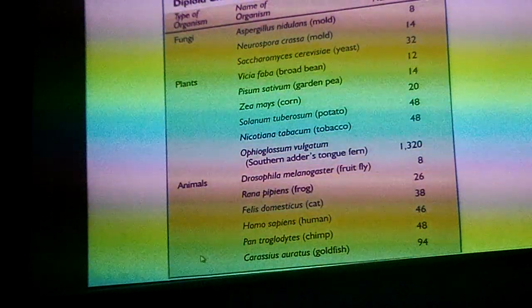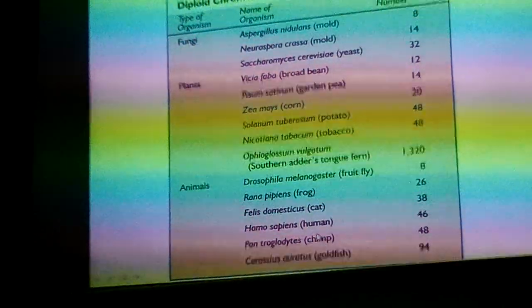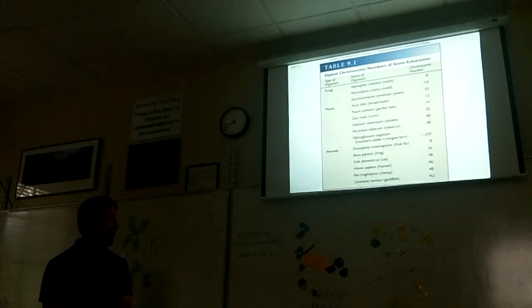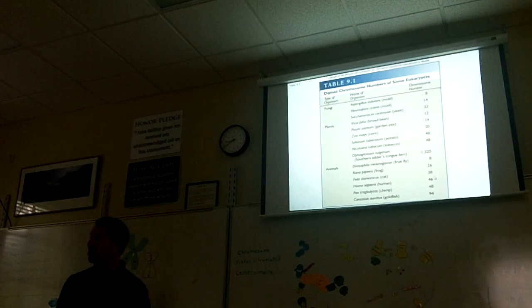Question, Charles? Yes? Is that why chimpanzees and humans are kind of close? Yeah, well, chimpanzees and humans are pretty close, and they have a pretty close number of chromosomes. You usually see that in organisms that are pretty closely related.